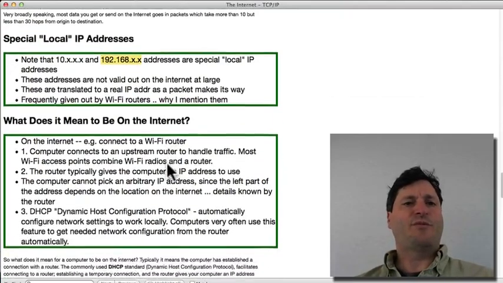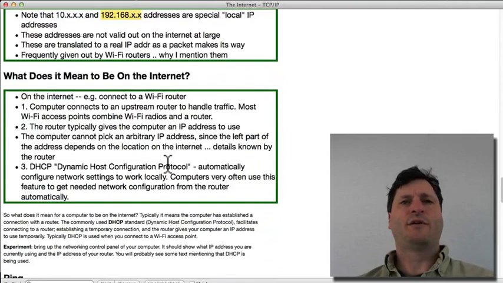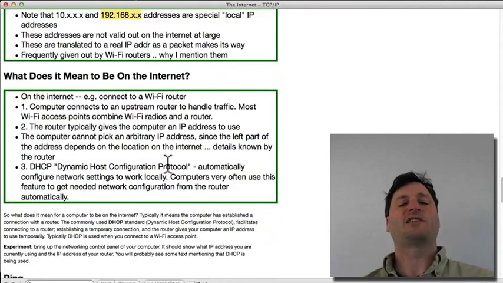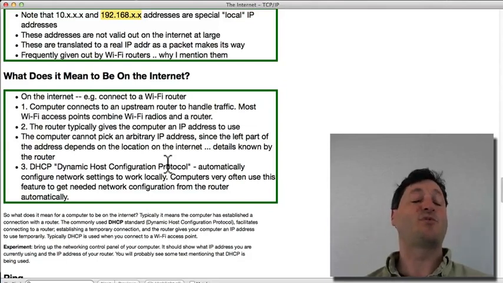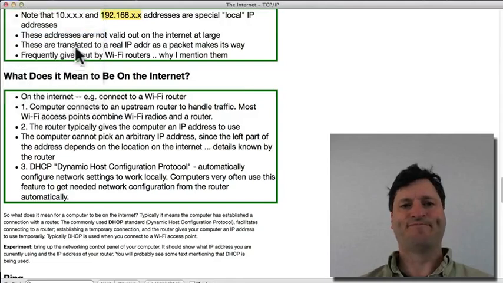So given that level of explanation, I can talk about, well, what does it mean to be on the internet, to have a connection to the internet? And generally the way that works through Wi-Fi or through Ethernet is you establish a connection to some upstream router, and then it's going to handle traffic for you. And actually, I'll just bring this up here.